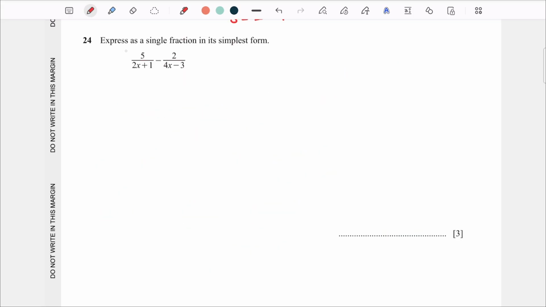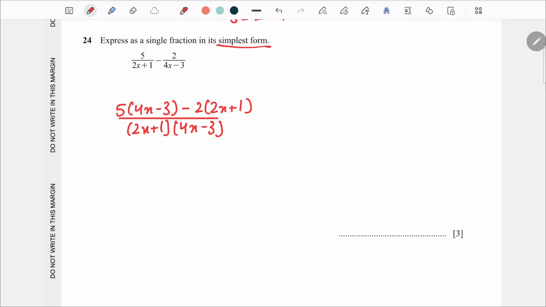Question number 24, express as a single fraction in its simplest form. 5 divided by 2x plus 1 minus 2 divided by 4x minus 3. So basically first we'll find the LCM. LCM can be found by multiplying both the denominators. 2x plus 1 multiplied by 4x minus 3. Now 5 will be multiplied by 4x minus 3 and 2 will be multiplied by 2x plus 1.